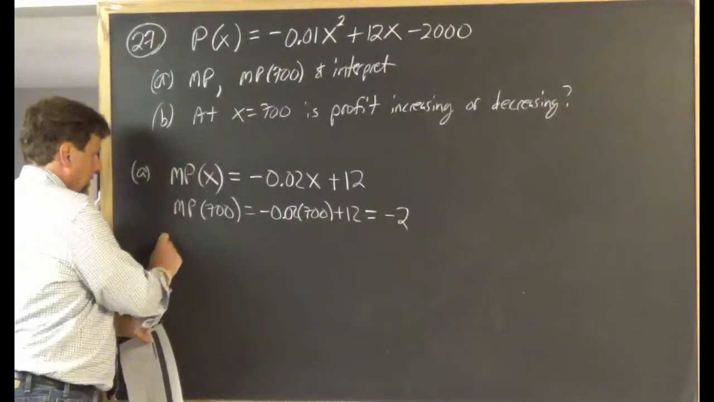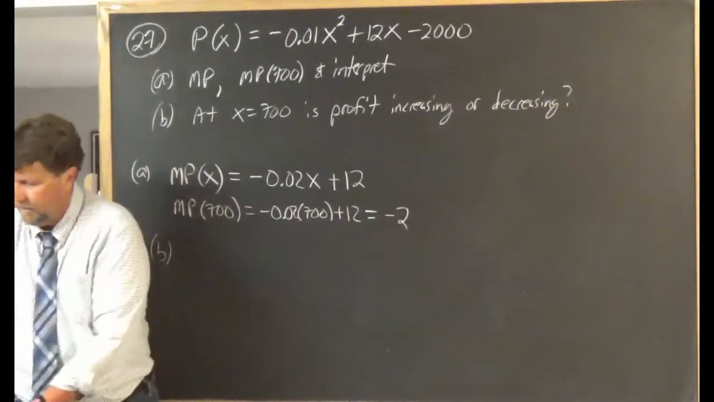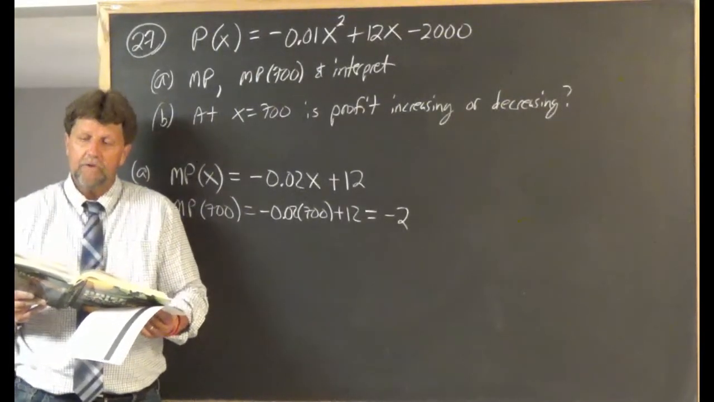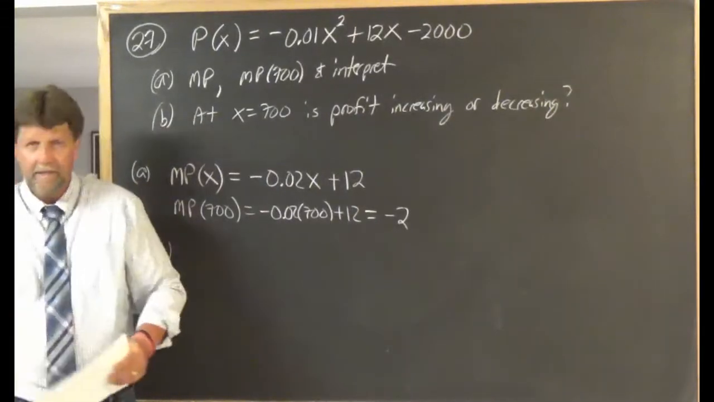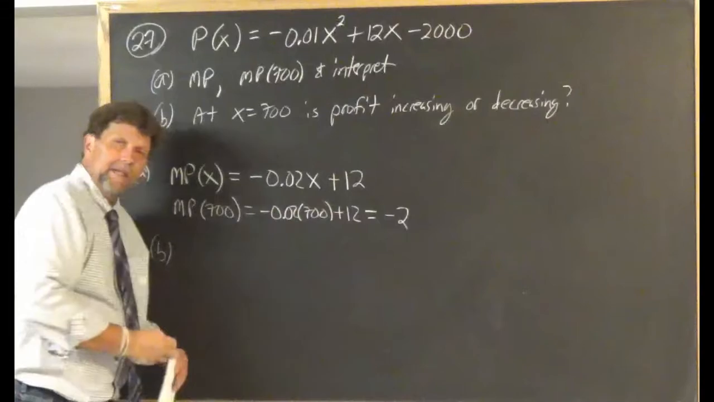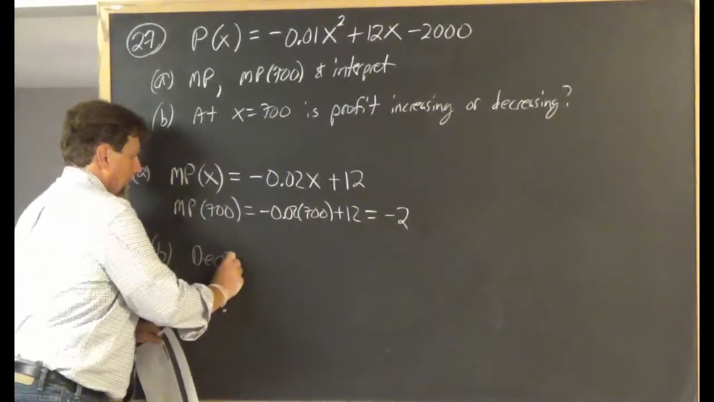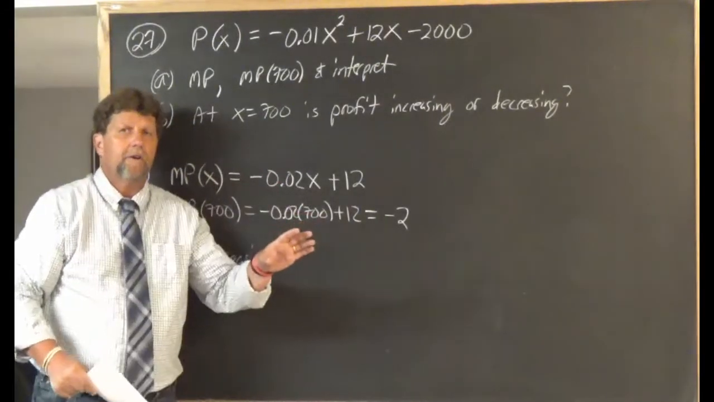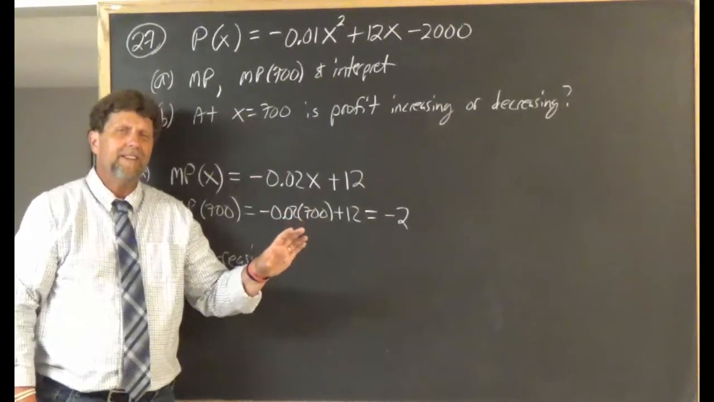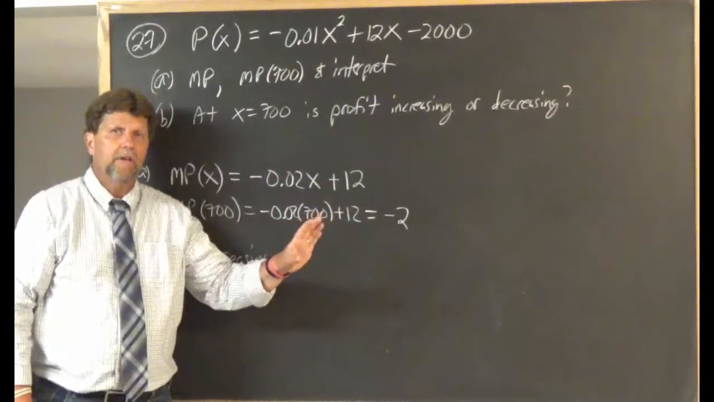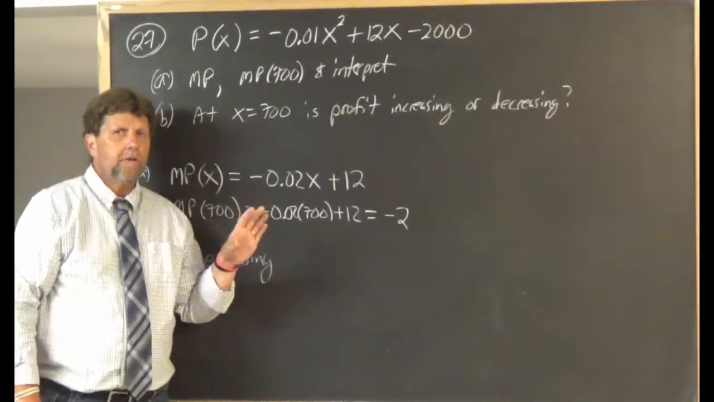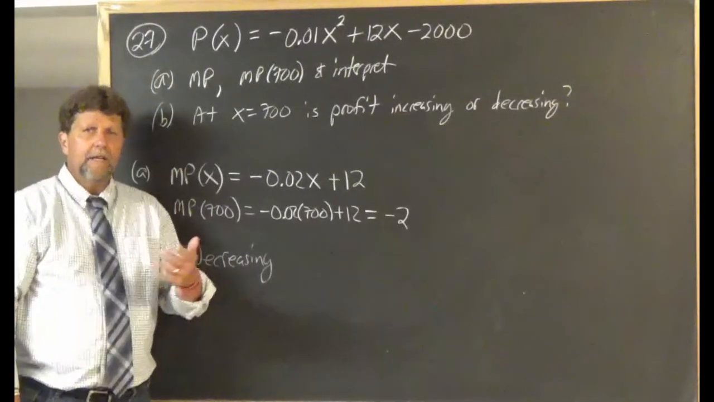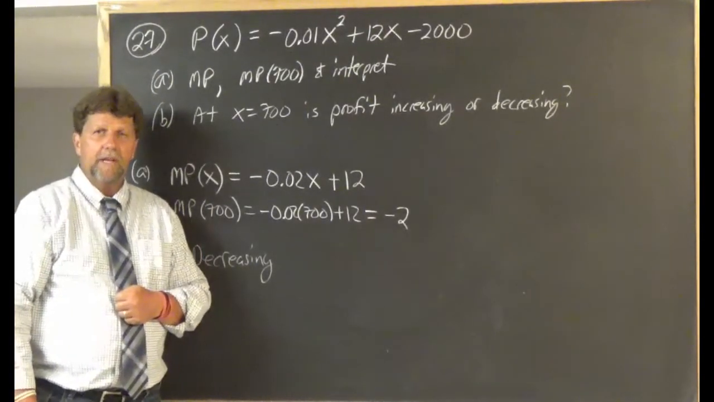So then in part B you were asked, if the corporation is producing and selling 700 radios per week, is profit increasing or decreasing? Folks, marginal profit, we just saw, was a negative number. That means the profit is decreasing. You're on the wrong side of the profit curve. You're on the side where marginal profit is negative. You don't want to increase production. You want to decrease production to try to get closer to maximum profit. That was it for number 27. Let's head back to the slides and see how we're going to finish off this section.